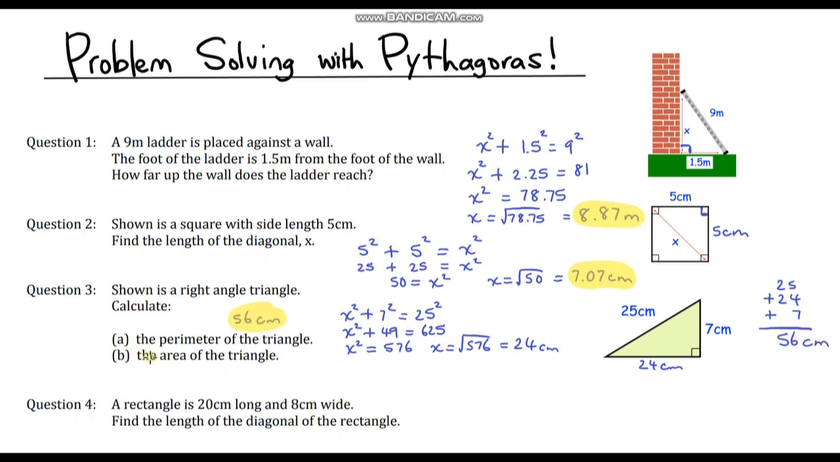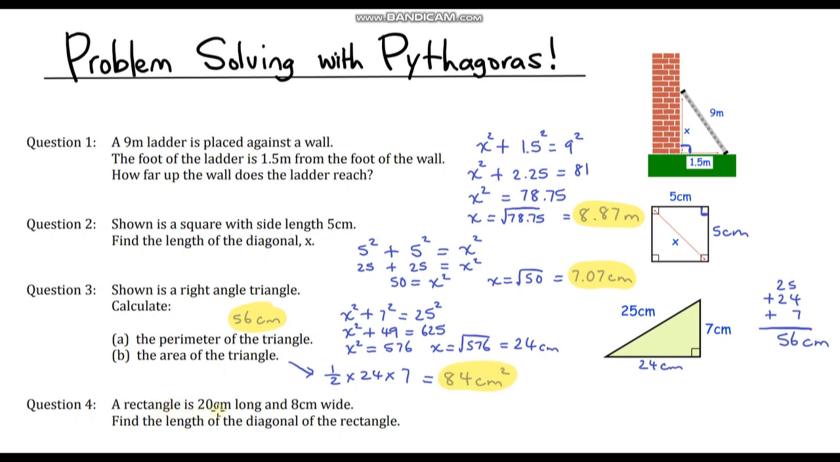And now moving on to part B, the area of the triangle. Well, to calculate the area of any triangle or any sort of right angle triangle, we would do half base times height. So this is going to be a half times the base, which is 24, times the perpendicular height, which is 7. So let's work this out. Well, half of 24 is 12, and 12 times 7 is 84. So it's 84, and our units are going to be centimeters squared.